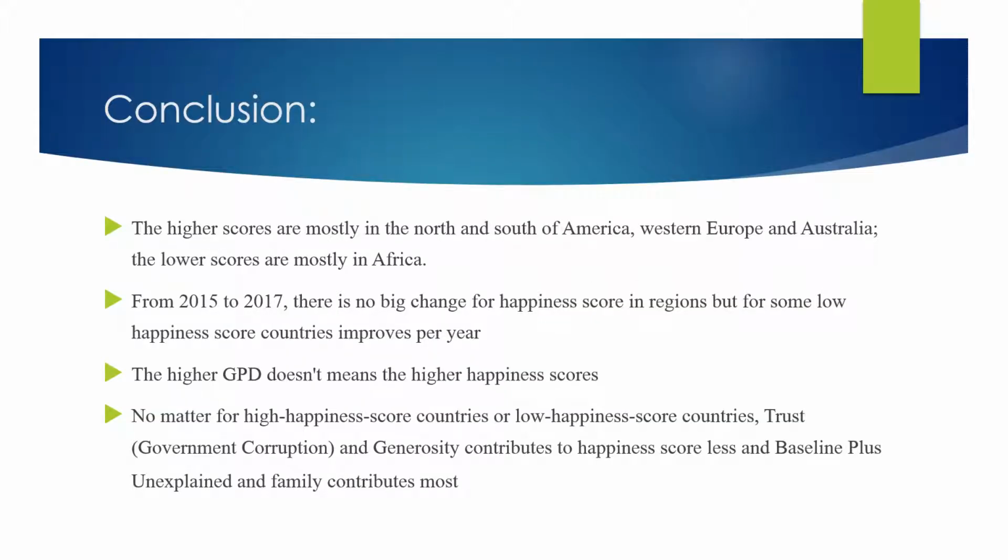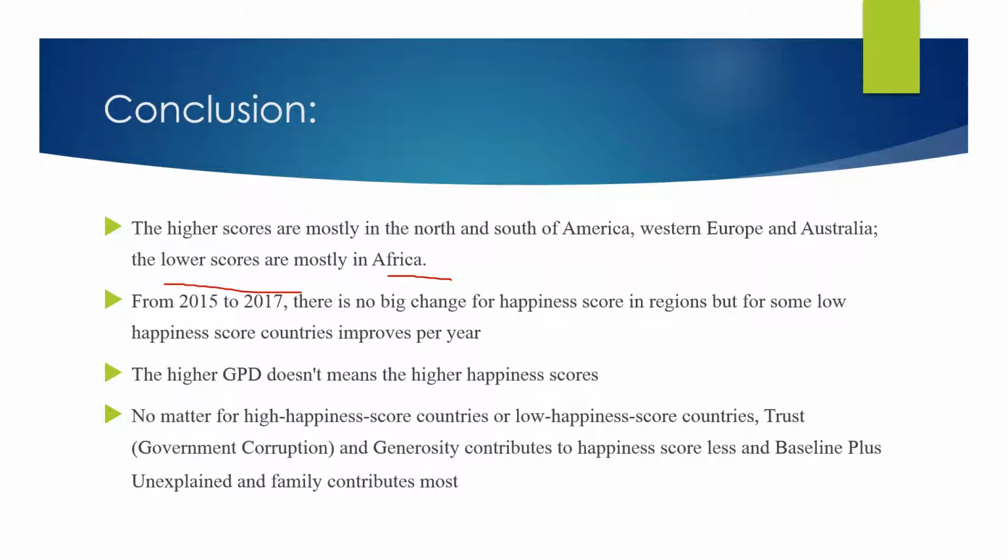Here is the conclusion. For the first question, we found the high happy scores are mostly in North and South America, Western Europe and Australia. The lower happy scores are mostly in Africa. For the second question, we found there is no big change for happy score in region or country per year, but for some lower happy score countries, it seems that they improve per year.